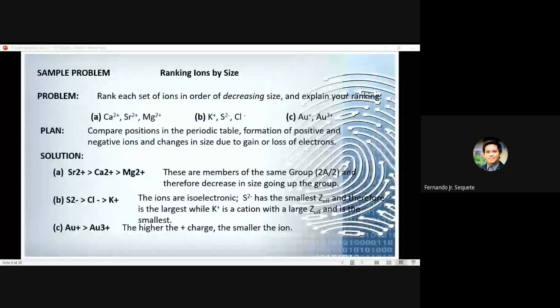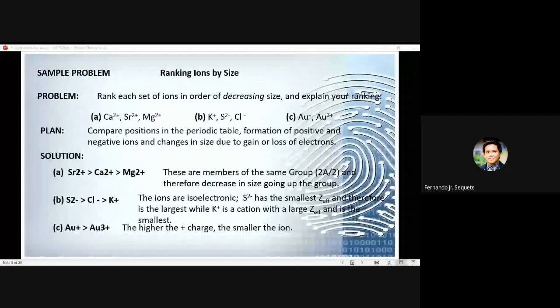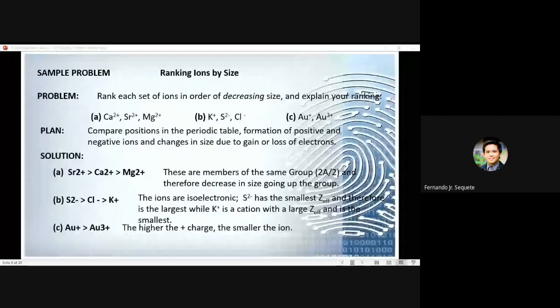Ang kagandahan nito, they have the same charges, naka 2 plus. Therefore, gagamitin natin yung periodic trend, no? Since yung Sr ay nasa pinakababa, therefore, siya yung may pinakamalaking ionic size. And then since magnesium ang nasa pinakataas, therefore, yung magnesium ang may pinakamaliit na ionic size. Because top to bottom or bottom to top is decreasing.